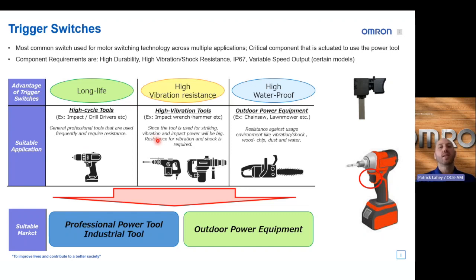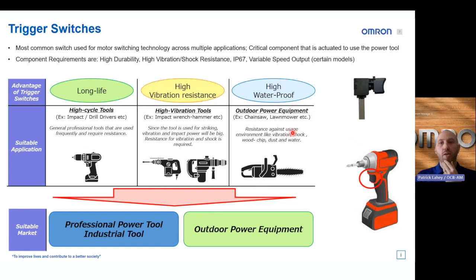The second key advantage that trigger switches play is their vibration resistance. As we see this higher power come into these DC power tools, we see the increase of vibration and shock within the tool itself. And with that, they have to have high vibration resistant switches within the tool itself. So this is mostly seen within your impact wrench, your rotary hammers. Those kind of tools that are going to be providing the hammering function as well as the screwing function. We see a very big increase of vibration and shock within those tools. And that really comes into play within all three markets of professional, industrial, and outdoor power equipment.